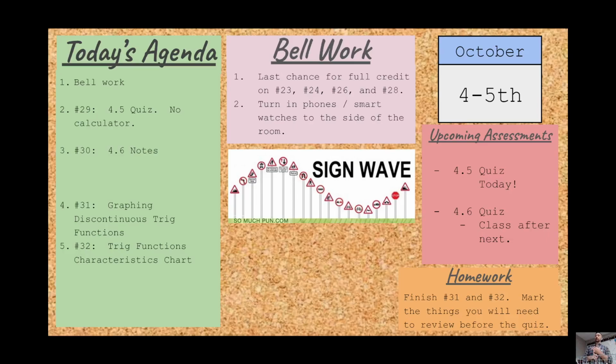So that would be 23, which was the 4.5 notes, 24, where you matched equations to graphs, 26, which was the book assignment, and 28, which was the 2 practice quizzes. So if you, for whatever reason, didn't get that in Google Classroom, make sure your name is on each of those and come turn them into the basket before we get started. Our quiz this morning is no calculator, and I need your phones and smartwatches put up on the side of the room. So once you've done all that and your desk looks cleared off, I'll get you the quiz to let you start.